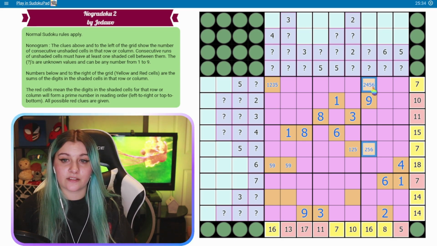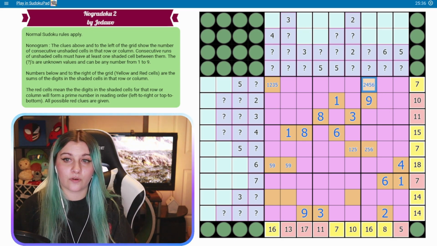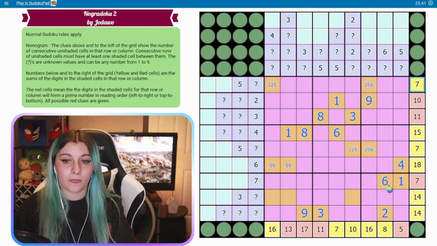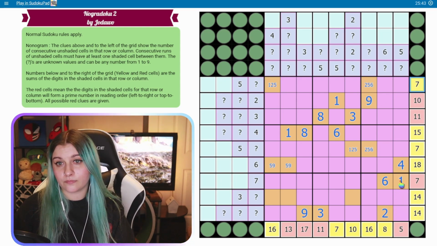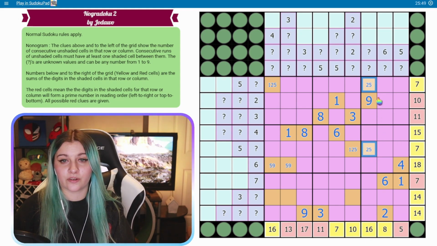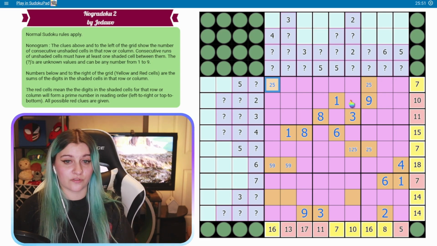This is a 9. These two need to sum to 7. This can't be a 4 anymore, so this can't be a 3 anymore for this 7. It's either 2. Oh, this is really weird. I don't need 6s anymore either. It's just 2, 5. Okay. If this is 2, 5, this is also 2, 5.